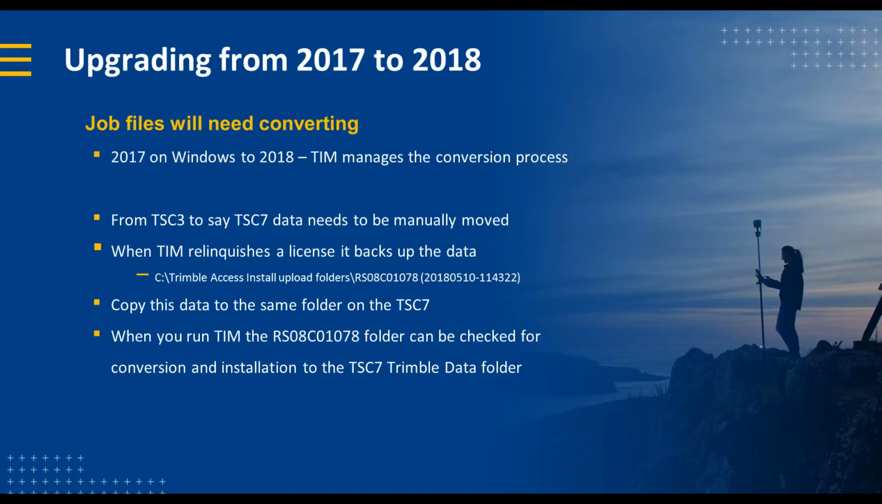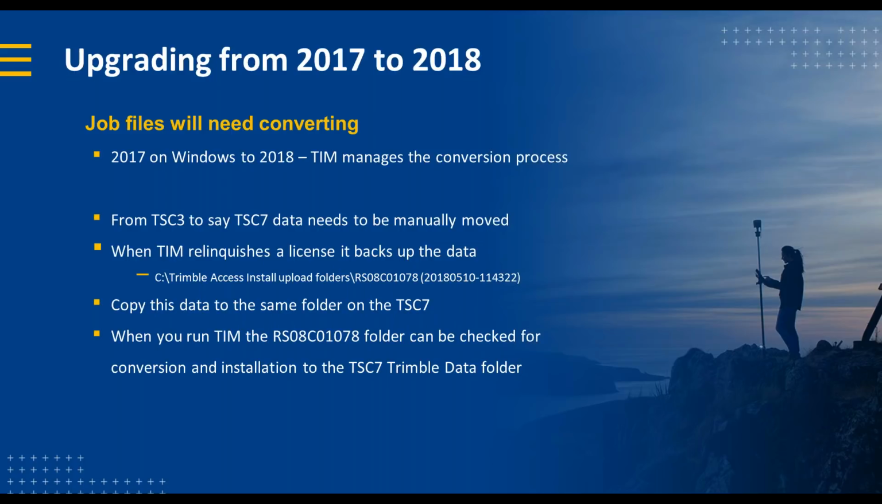Touch quickly on upgrading from 2017 to 2018. So with every new version of Trimble Access, there are normally format changes to the job files as we add more records, more information. So those files will need to be converted. And when you do an upgrade on a TSC3 today from 2016 to 2017, then the Trimble Installation Manager manages that process of upgrading those files. And that similar kind of process can be used when moving from 2017 to 2018. So if you've got 2017.20 on a T10 or a TSC7, then when you do an upgrade, it will just convert those files into the 2018 version.